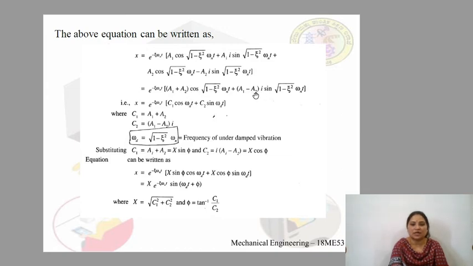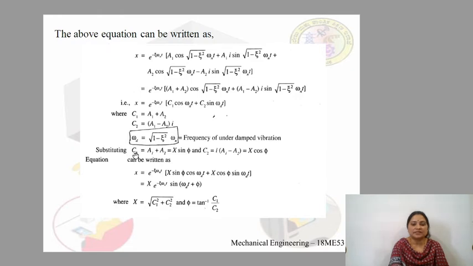So therefore, the above equation becomes x equals e to the power of minus zeta omega n t, square bracket, C1 cos omega d t plus C2 sin omega d t. We have the notations here. C1 is equal to A1 plus A2, C2 is equal to A1 minus A2 into i, and omega d is equal to square root of 1 minus zeta square into omega n, where omega d is called the frequency of underdamped vibration.